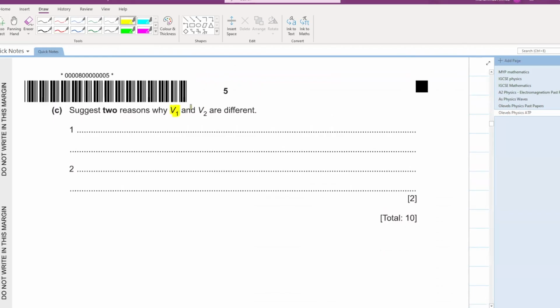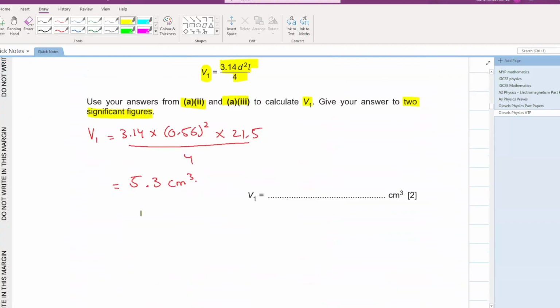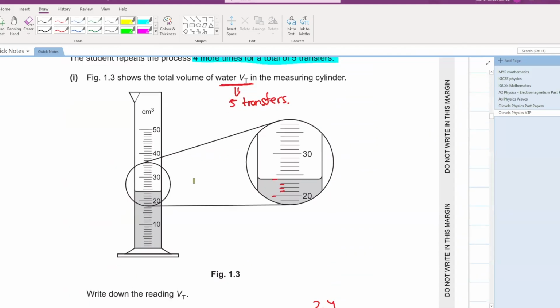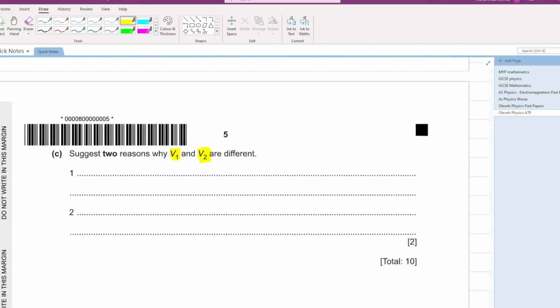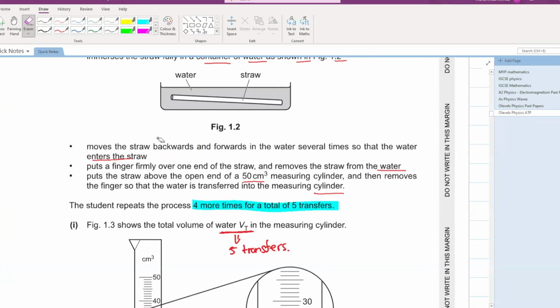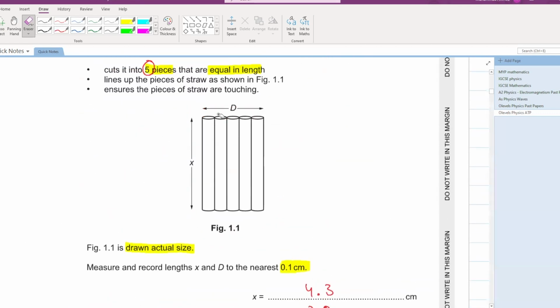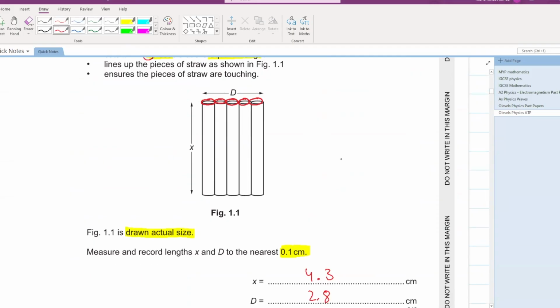Suggest two reasons why V1 and V2 are different. V2 is 4.8. V1 is 5.3. Why are these two values different? There can be multiple reasons to it. Do you like to suggest any reasons here? What would you like to suggest here? How are V1 and V2 different? First difference is pretty evident. Can you realize the volume V1 that we have measured is the external volume, because we have measured these external diameters and then we have measured the external volume in V1.